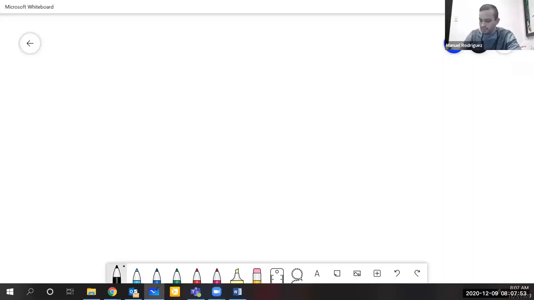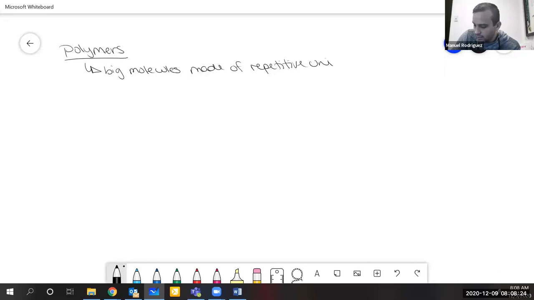So in this part of the last module, we're gonna be talking about polymers. And polymers are basically big molecules made of repetitive units. So we can think about it something like these, making it basically like a chain. And the whole thing will be a polymer.